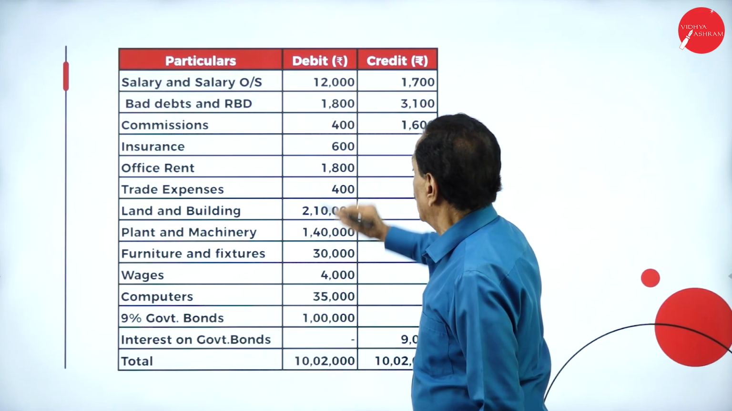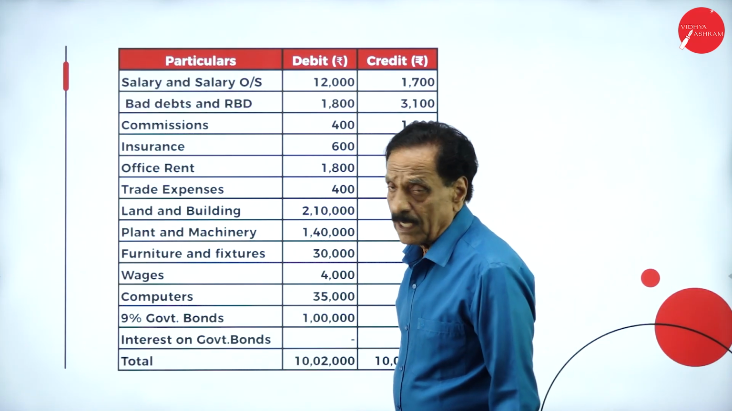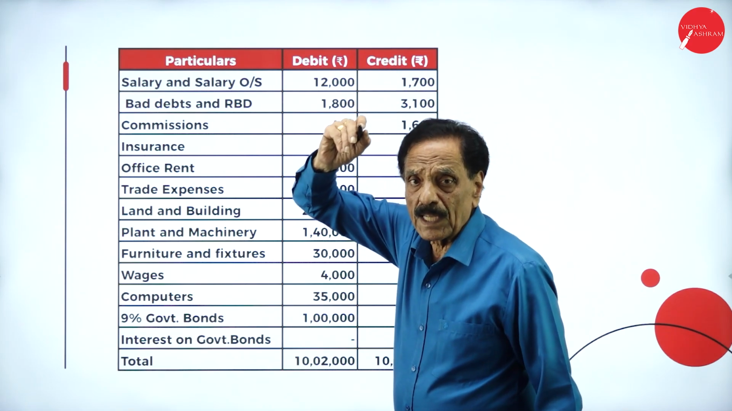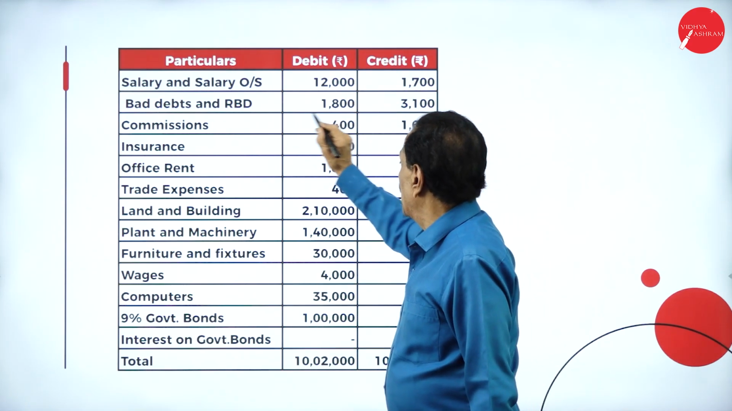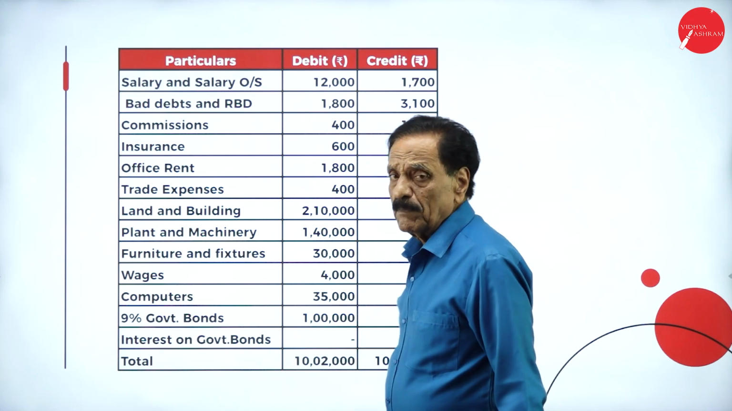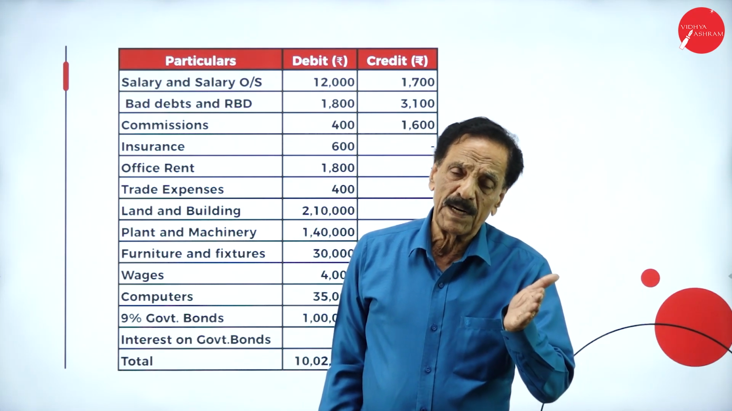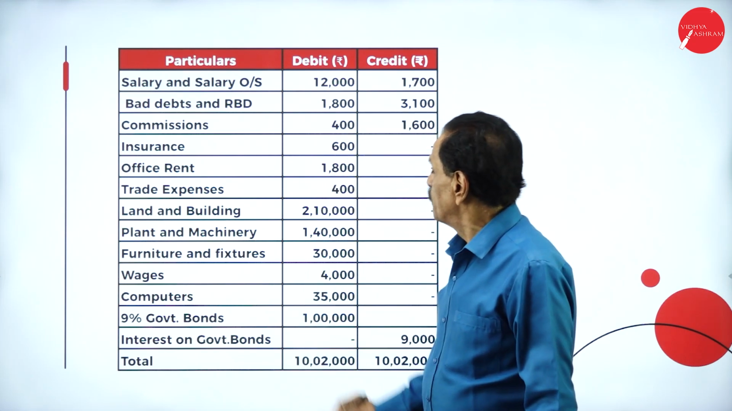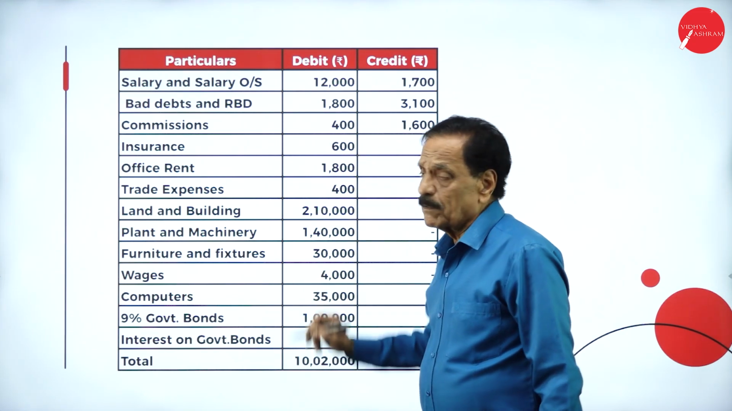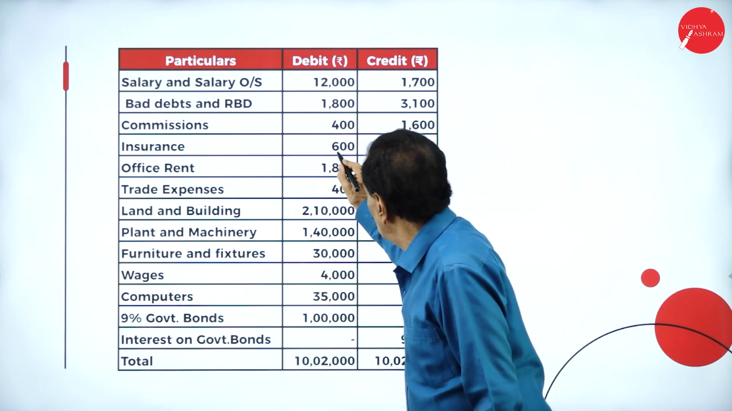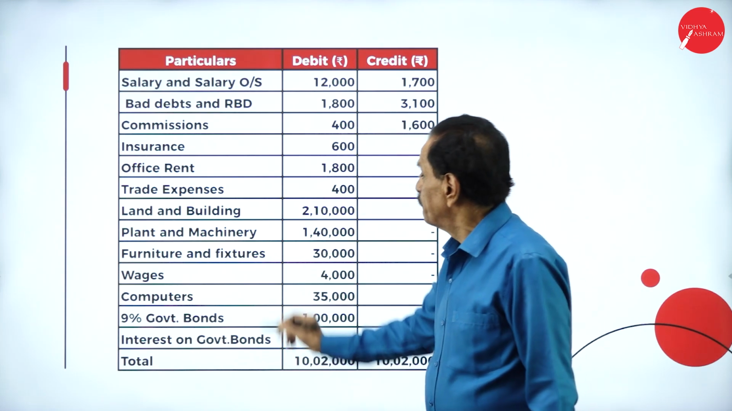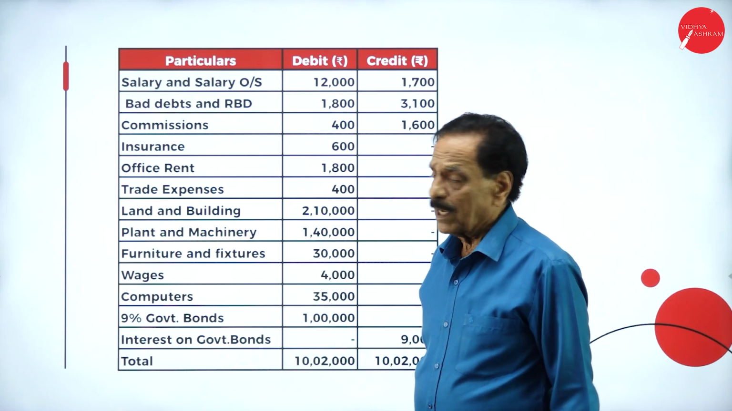Salary, salary outstanding, salary paid, go to the profit and loss account. Outstanding will come on the liability side of the balance sheet. Bad debt is a loss. RBD means old RBD. The formula is bad debt plus new RBD minus old RBD. Commission paid, commission received, profit and loss account. Insurance, profit and loss account. Office rent, profit and loss account.